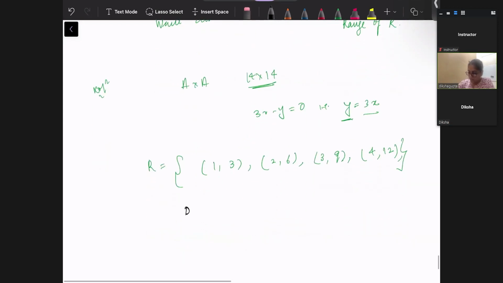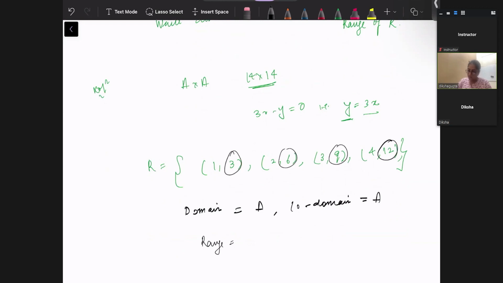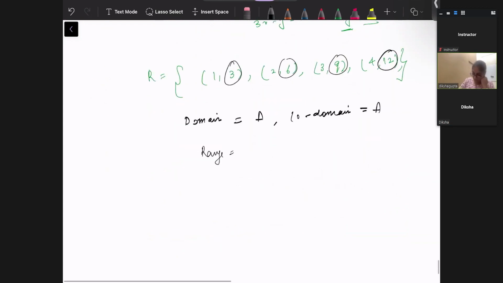तो हमारी डोमेन क्या है? Domain is the first set, which is A itself. Codomain is the second set, which is again A itself. And range is the set of second elements of the ordered pairs in the relation. So the range is 3, 6, 9, and 12.